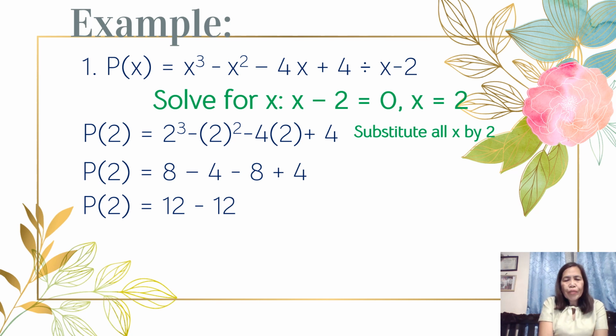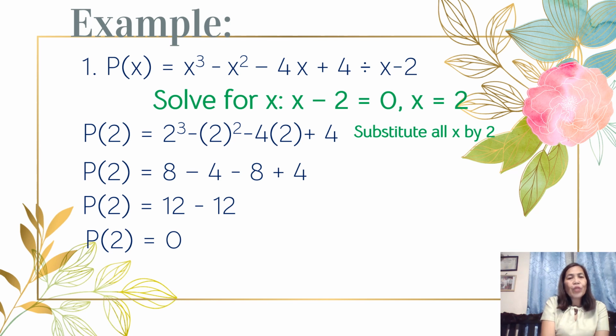Bakit 12? Pinagsama ko ang parehong positive. 8 plus 4 is 12. At ang parehong negative. Negative 4, negative 8 is equal to negative 12. And 12 minus 12 equals 0. Yan. So the value of the polynomial is 0, or the remainder is 0. In short, it's a factor. X minus 2 is a factor.